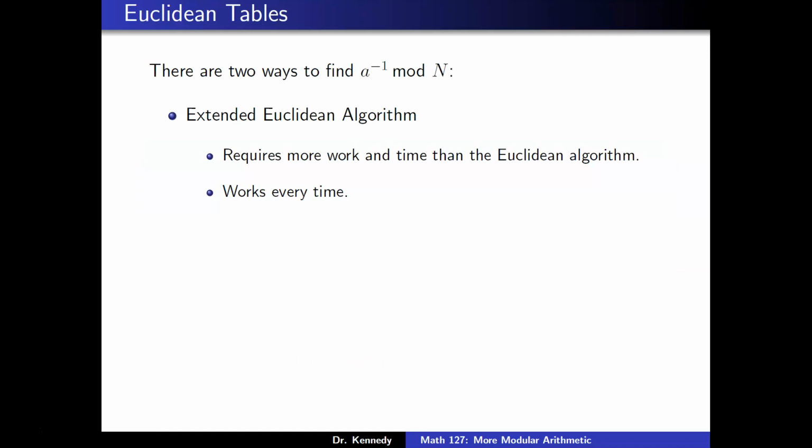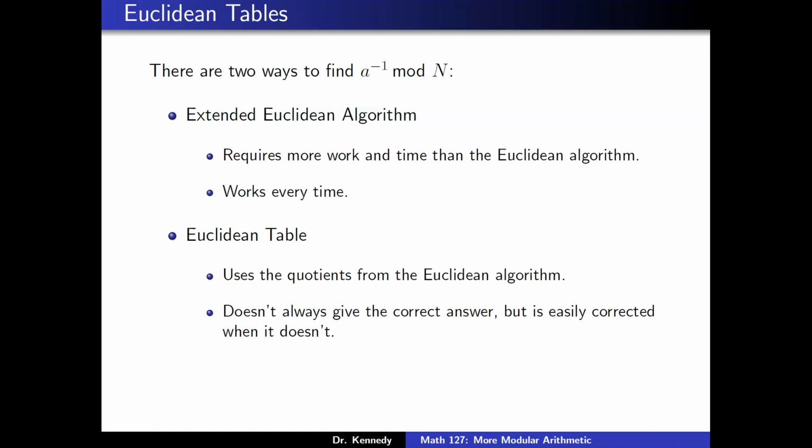Okay, I mentioned this in class. There are two ways to do this. One is called the extended Euclidean algorithm. It requires more work and time than the Euclidean algorithm, but it works all the time. There's also something called a Euclidean table. This is done using the quotients from the Euclidean algorithm, which you've already done in order to find the GCD. It doesn't always give the correct answer. Half the time it will give you the right answer, half the time it will give you the wrong answer, roughly, but when it does give you the wrong answer, it's easy to fix. So for the sake of efficiency, we're going to go with the second. It just requires less time.